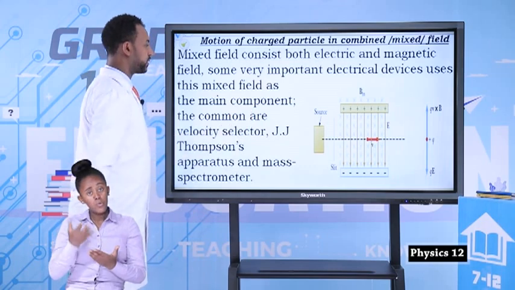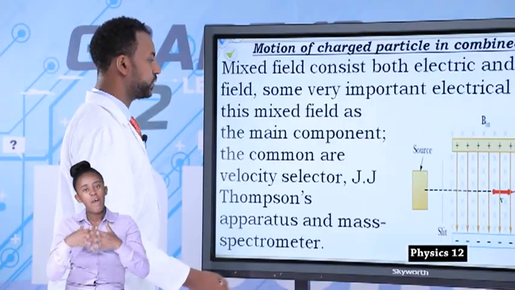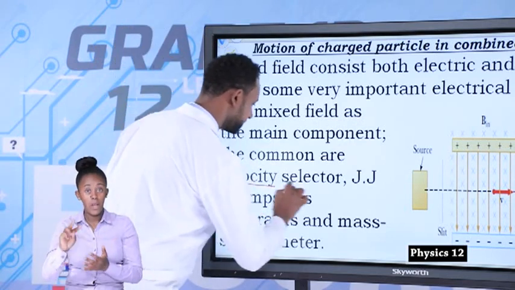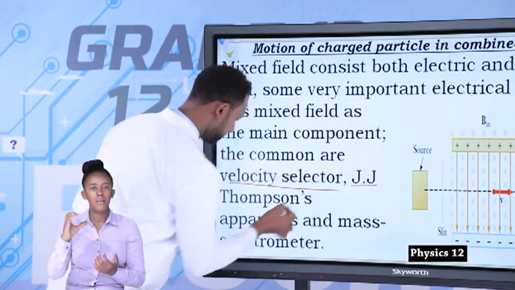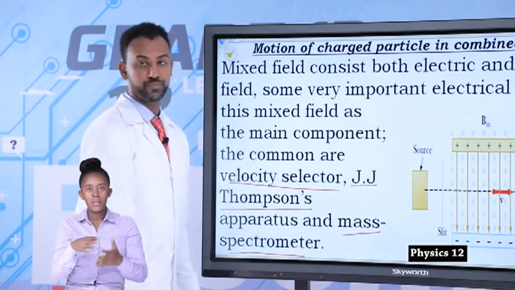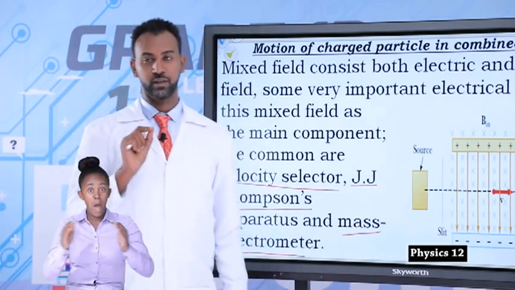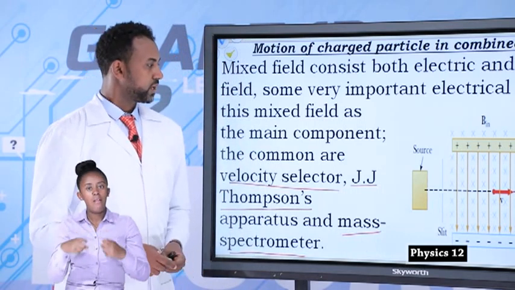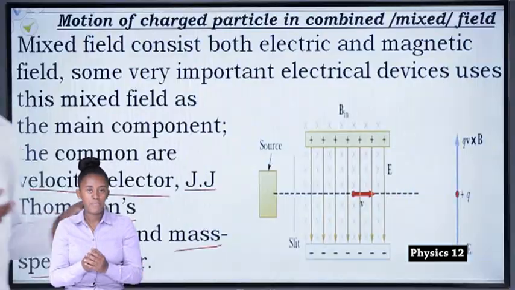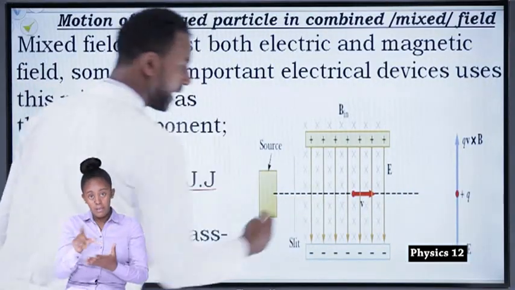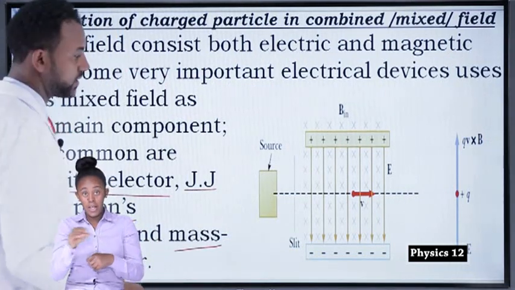The most common important devices which use mixed field are the velocity selector, J.J. Thomson's apparatus, and the mass spectrometer. These are the most common and very important electrical components. So first, let's try to see what is meant by mixed field. Mixed field means a combination of electric field and magnetic field.